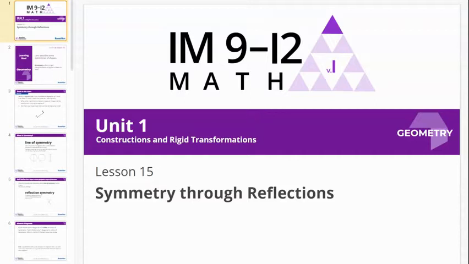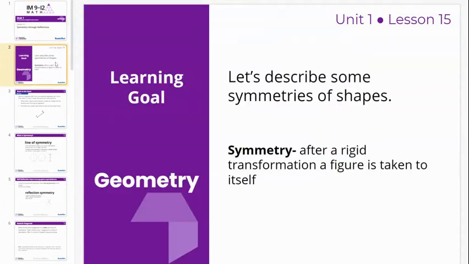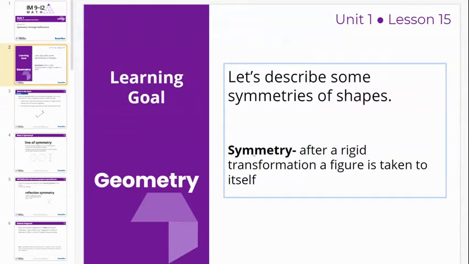Lesson 15, unit 1, symmetry through reflections. So what does symmetry mean? We have looked at reflections before, so let's explore that. Let's describe some symmetries of shapes. Symmetry is basically after a rigid transformation, a figure is taken to itself.